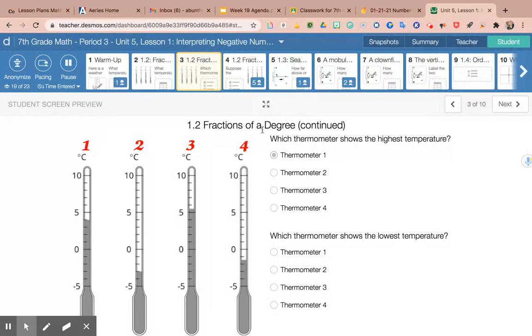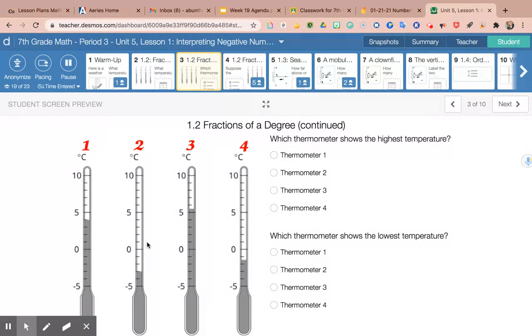For number 3, it says which thermometer shows the highest temperature. So which one of these has the highest temperature? The highest temperature means the shaded part is the highest. And which thermometer shows the lowest temperature? Which one is shaded the lowest?